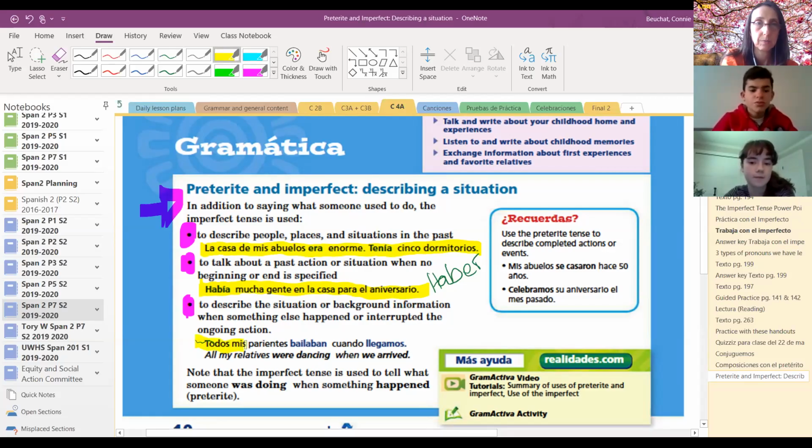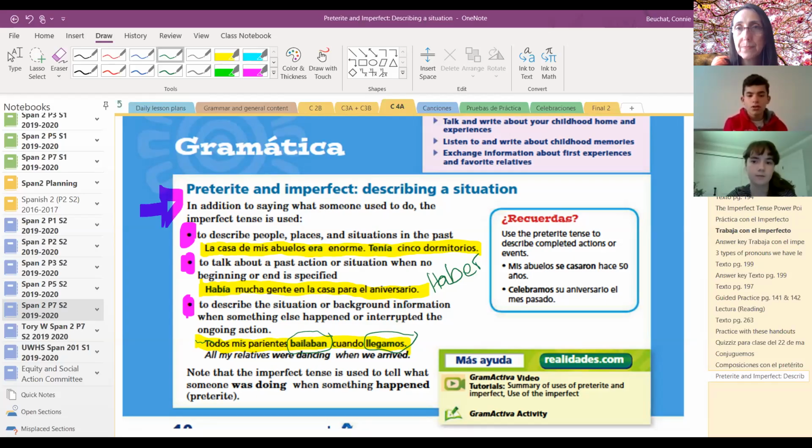Todos mis parientes bailaban cuando llegamos. Okay, this one is a little bit different. It describes the situation or background information when something else happened or interrupted the ongoing action. So look at the two verbs. Are they in the same verb tense? No. Correct, they are not.